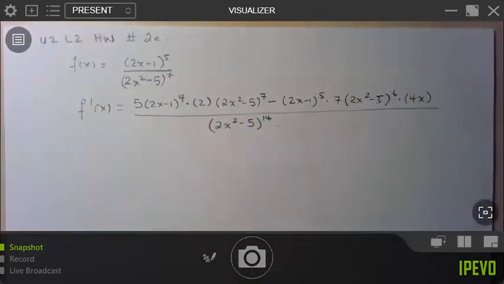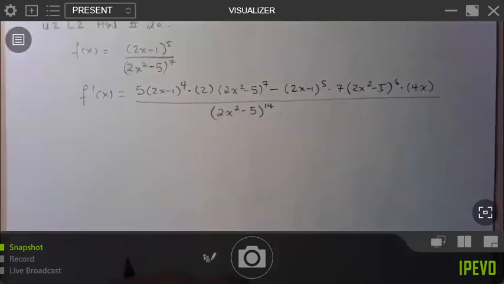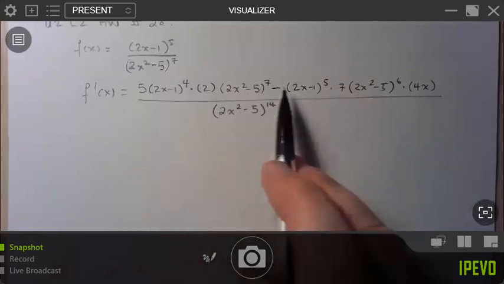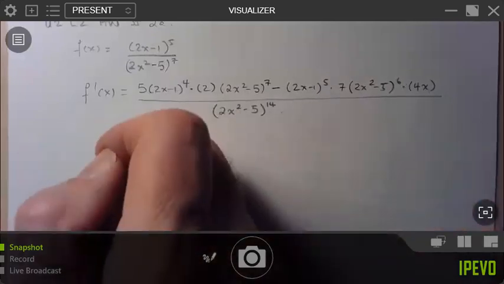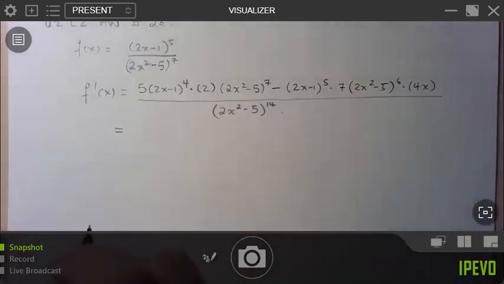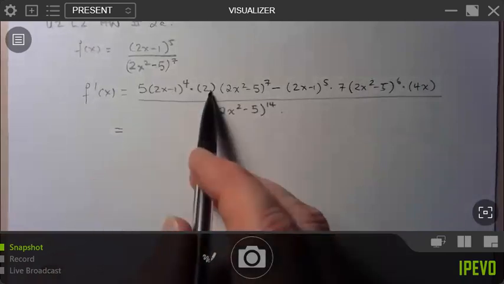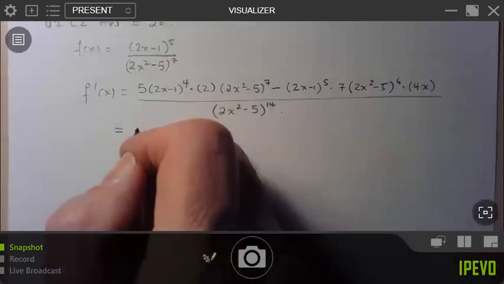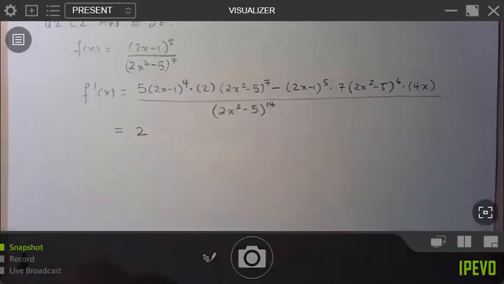Okay. And the trick to a question like this is not to panic. Don't panic that it looks terrible, because I'm going to apply that neat little trick to look for as much factoring as I can. So let's look at the numbers. I've got a 5 and a 2 and a 7 and a 4. So there is a common factor of 2. I might as well take it out and make my life a little simpler.